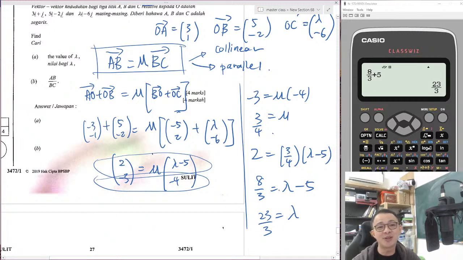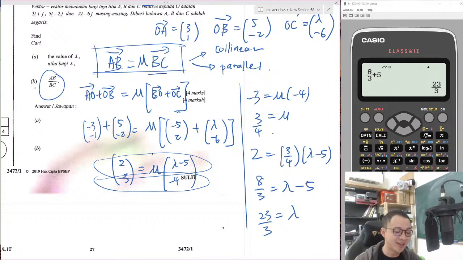Alright, and then some students might ask me why I choose AB and BC. Because I see the part B already. They asked me to do a fraction about AB and BC. Because for collinear, I can choose AB equals mu AC if I want. Yeah, not necessarily must choose BC. As long as it is A, B, C, I can choose any two of the letters. So in this case, because I see this one, I sort of play cheat already, so I can save myself some time.